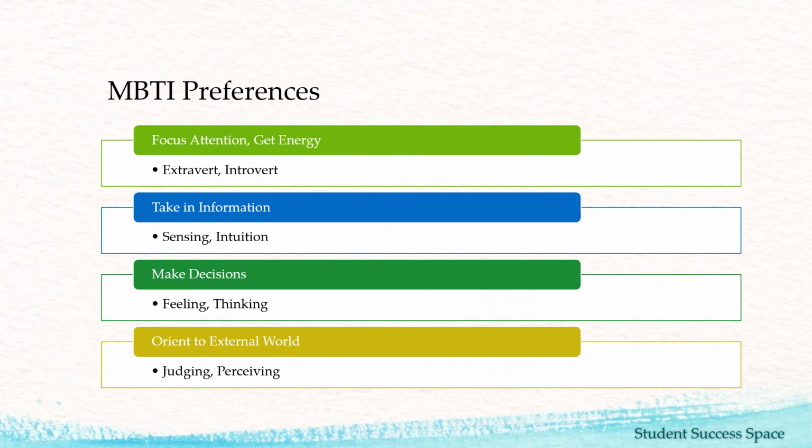The second one is sensing or intuition. This is how we are going to take in our information. Thinking and feeling is how we prefer to make decisions. And lastly, judging and perceiving is how we orient ourselves to our external world. This is really going to be the judging process or the perceiving process. I really have to emphasize this, though.